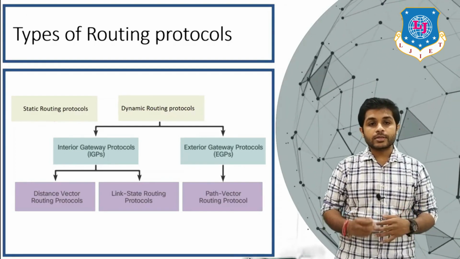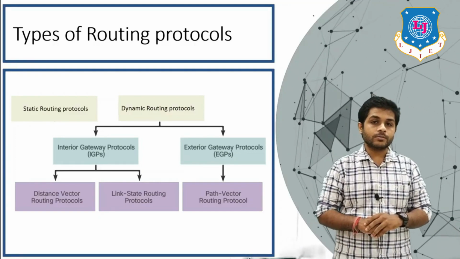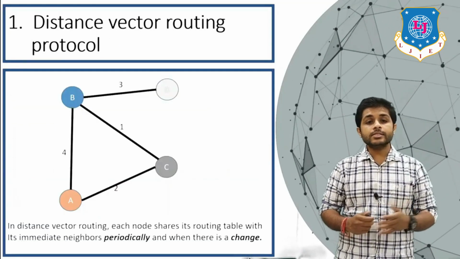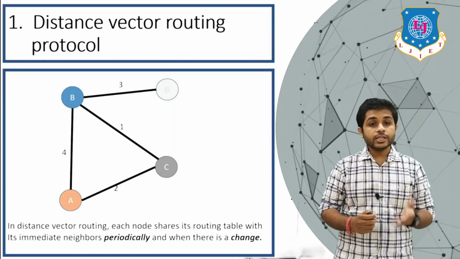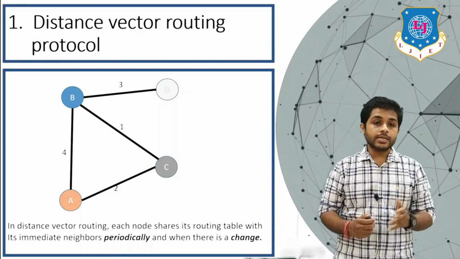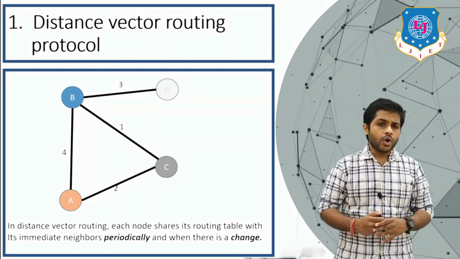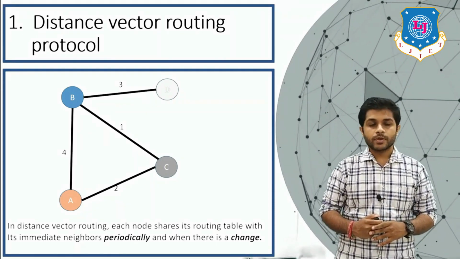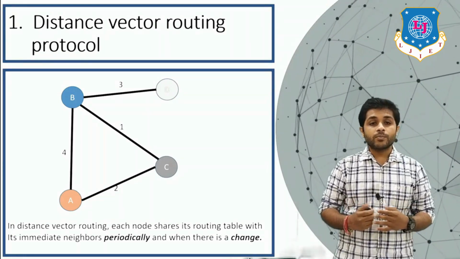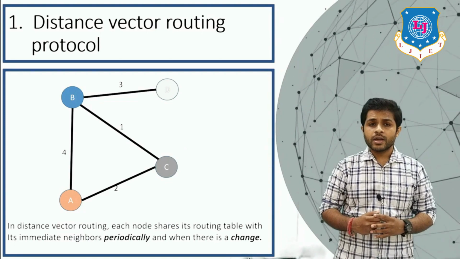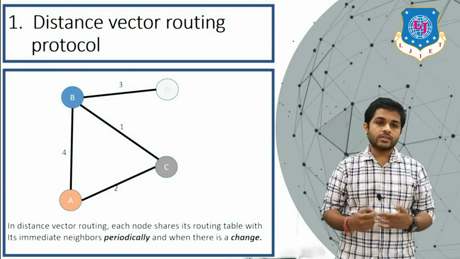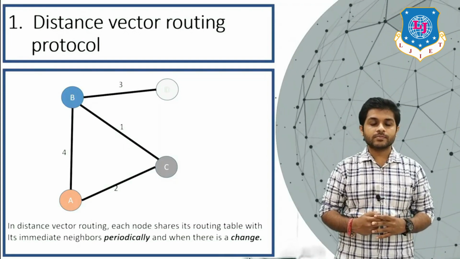Now we are going to see the distance vector routing protocol. So let's see. In the distance vector routing protocol, each node shares its routing table with its immediate neighbors periodically or when there is a change. For example, all the routers can share their tables every 5 seconds. And if there is a change before 5 seconds, they can share their table.